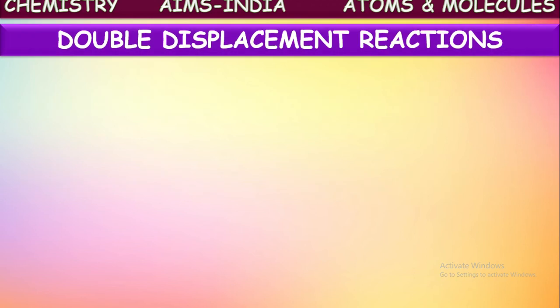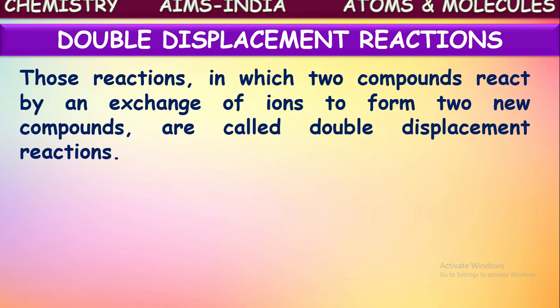Next, another type of chemical reaction: double displacement reactions or double decomposition reactions. The chemical reactions in which two compounds react by an exchange of ions to form two new compounds are called double displacement reactions or double decomposition reactions.